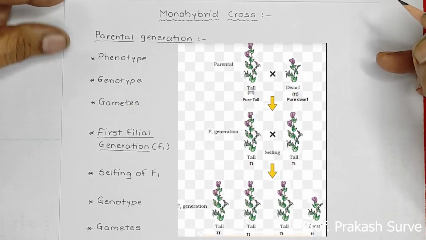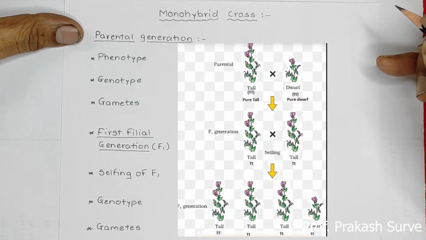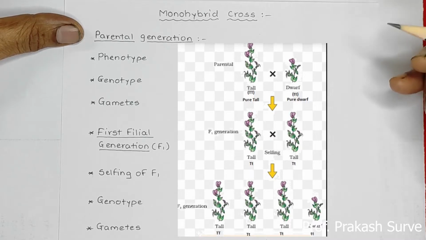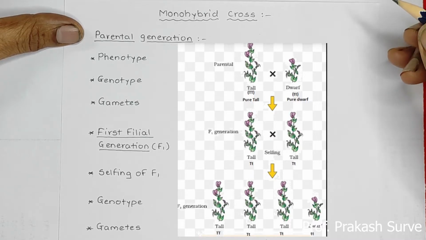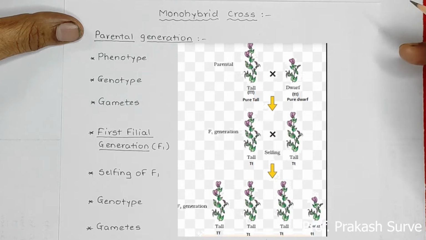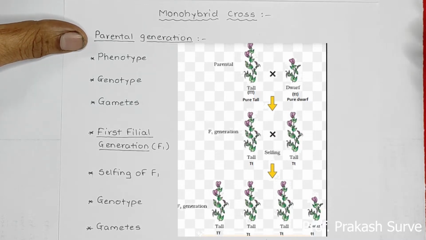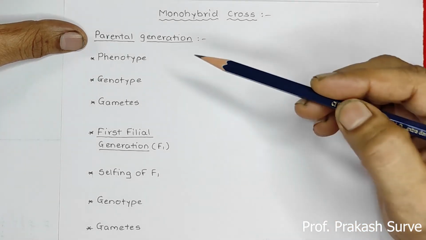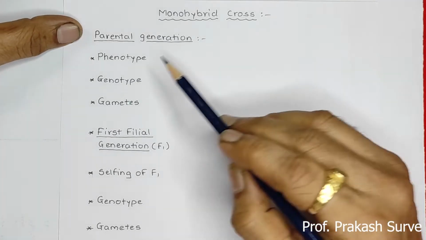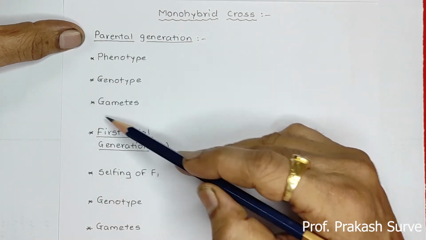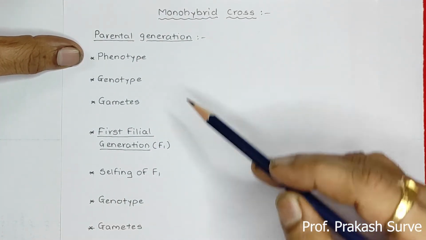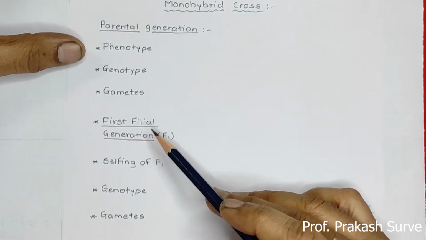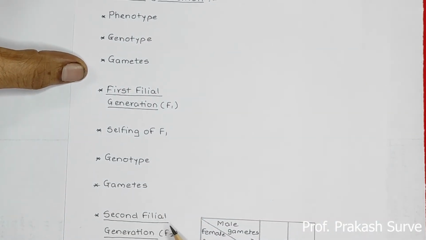So here only one pair of contrasting characters is considered. We'll take the example of a pure tall and a pure dwarf plant. One of these is considered the male parent, the other the female parent. So, a cross between a pure tall and a pure dwarf plant. For making this, first we'll keep the writing part ready: the parental generation, then the first filial generation, and then the second filial generation.